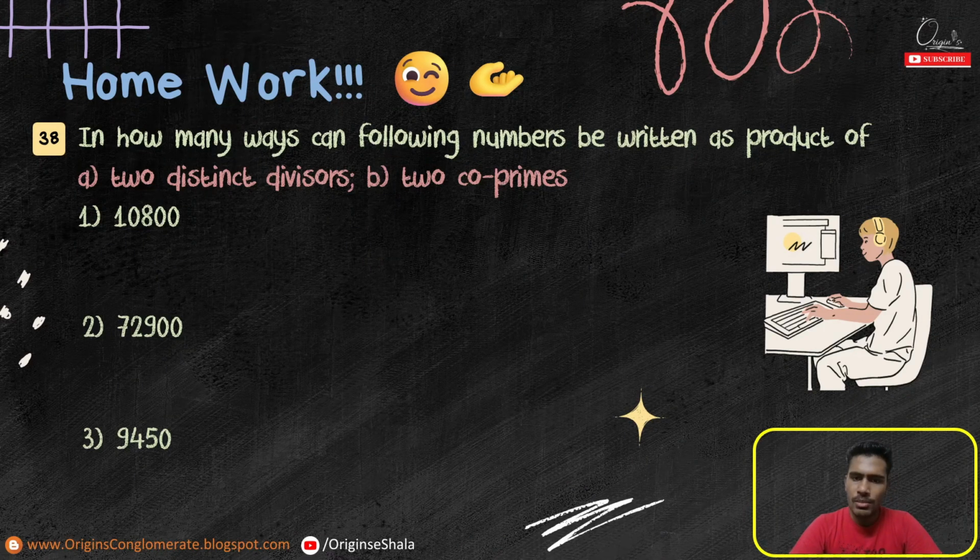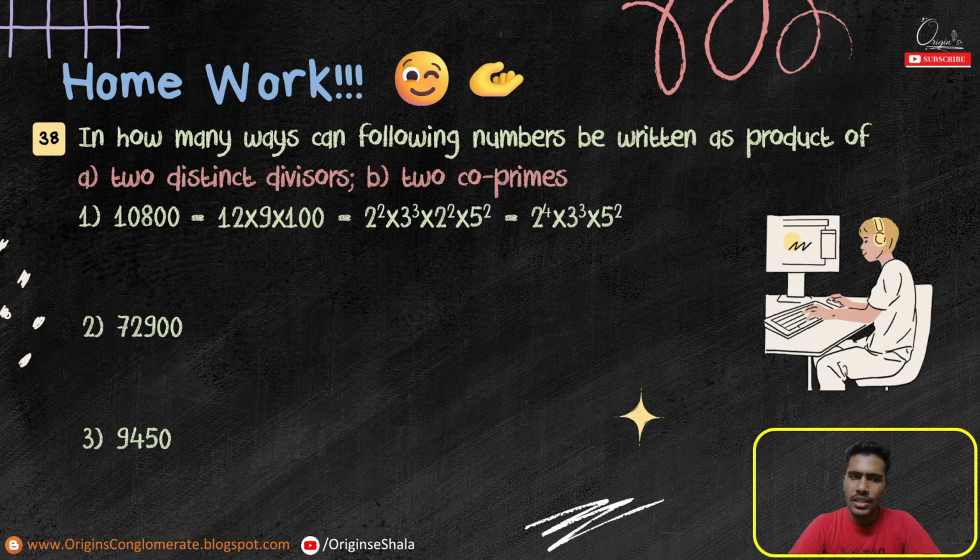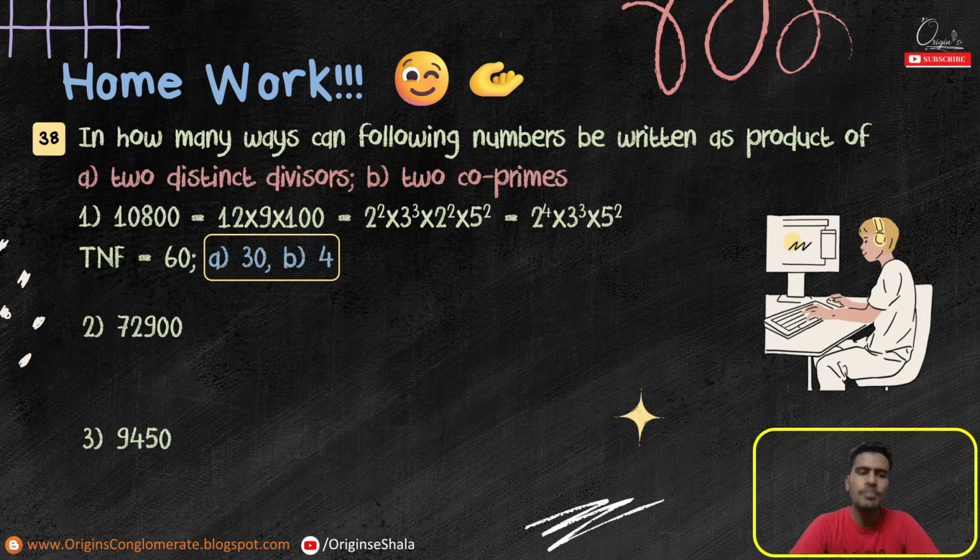Now for 10800, I think it's a very simple thing, because I can easily identify that 108 is nothing but 12 into 9. So from there, it is quite easy to prime factorize it like this. And I can easily get that TNF is 60, and the number of ways I can write it as a product of two distinct divisors or two co-primes is 30 and 40 respectively.